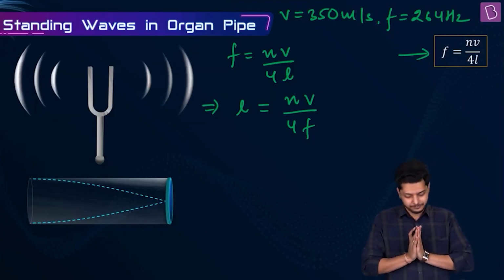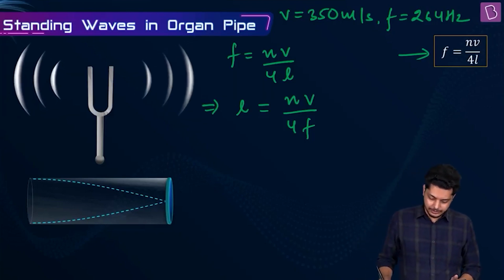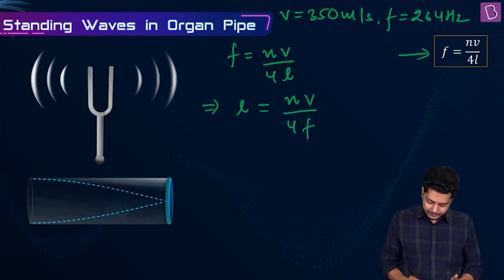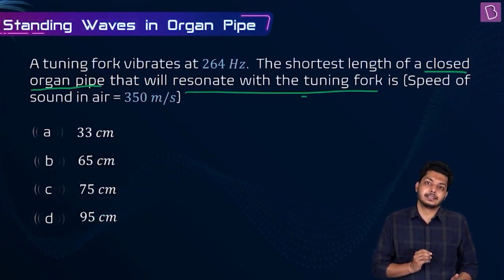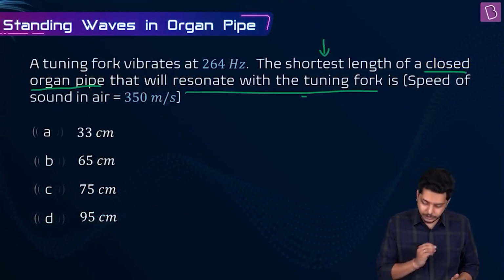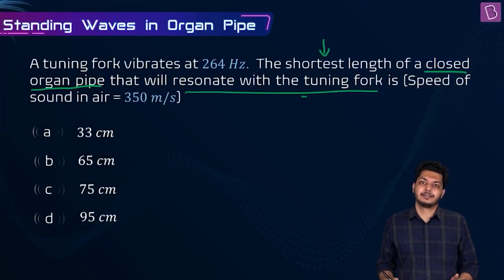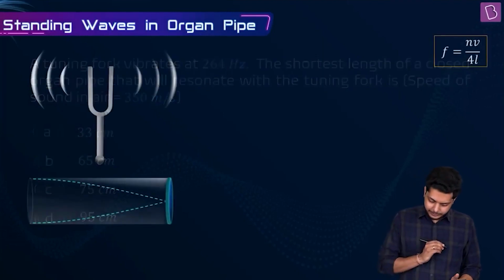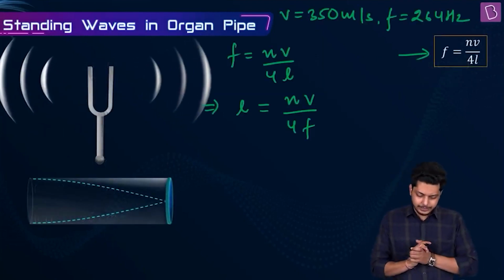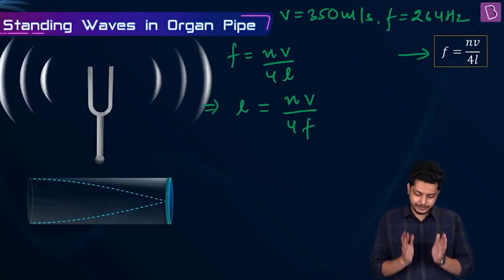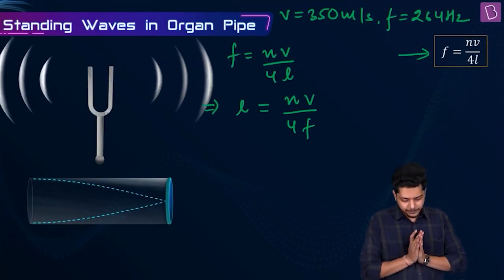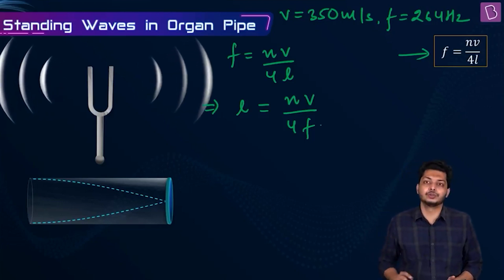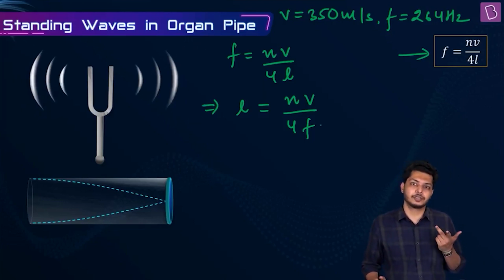Correct? Got it? Okay. So now, coming back to the question. In the question, it is written: what should be the shortest length? So, from this equation, we can say that v is constant. v is given as 350 meters per second, and that is not going to change. Frequency is going to remain as 264 Hertz. That is also not going to change.